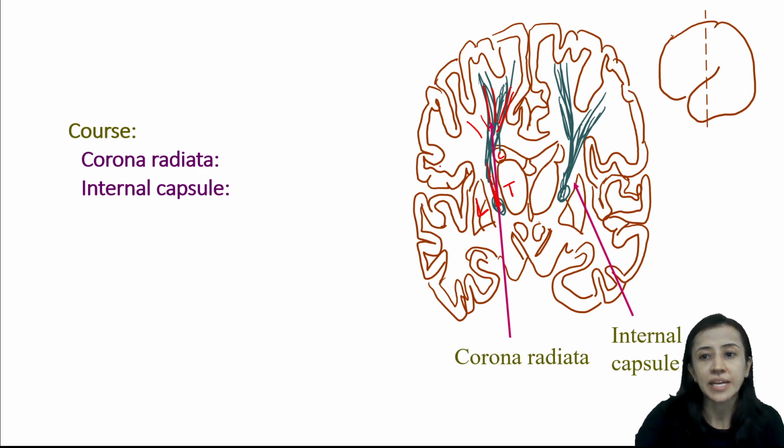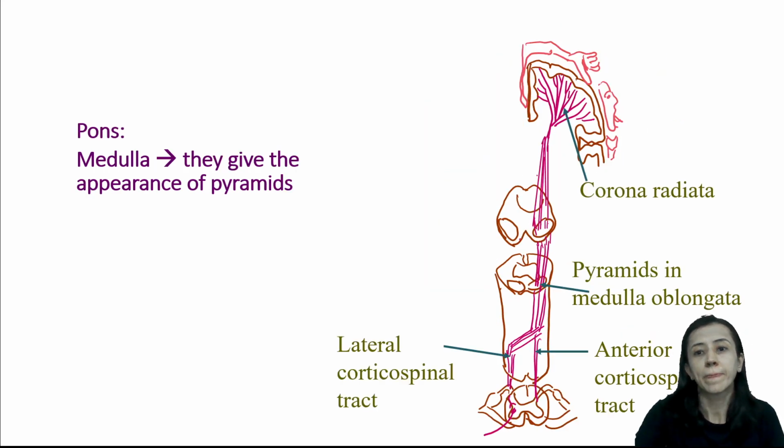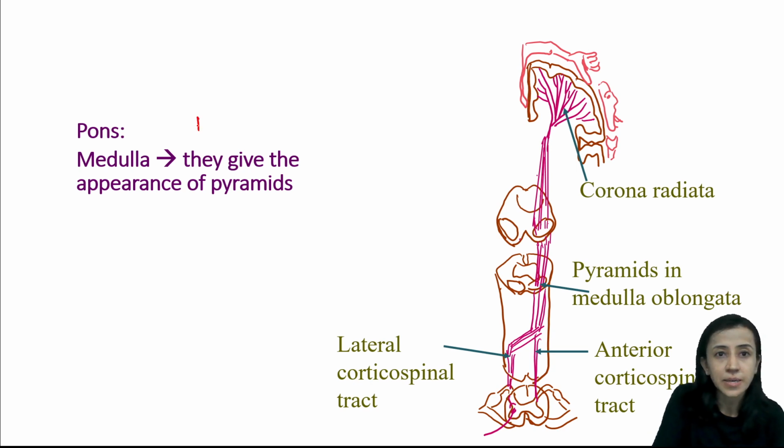Then in the midbrain, these fibers are located anteriorly. They are ventral to the substantia nigra, and they occupy the middle 3/5 of this region. And in the pons, these fibers are again located in the most ventral aspect, and here these fibers are broken down into a series of scattered bundles, and this is known as the nuclei pontis.